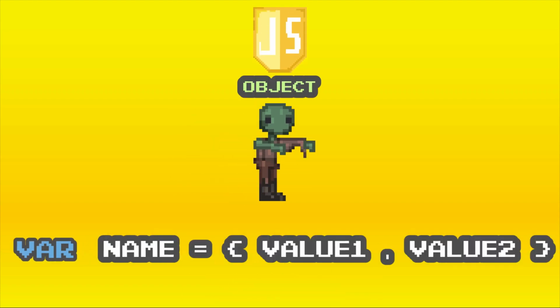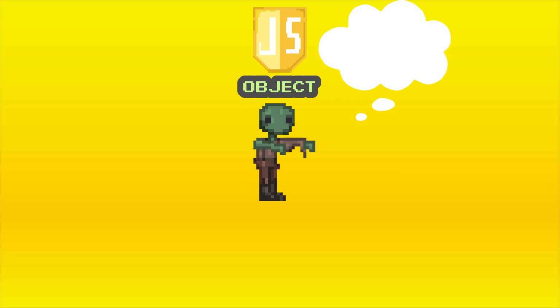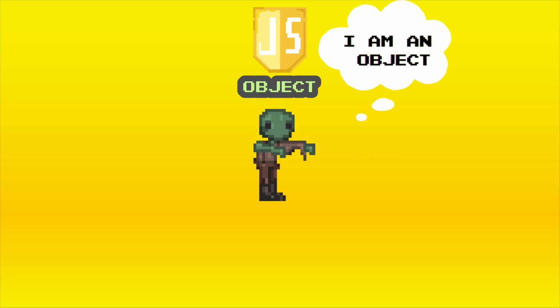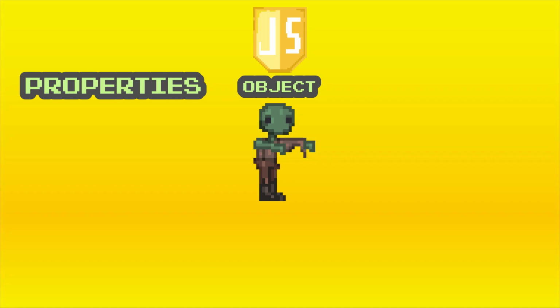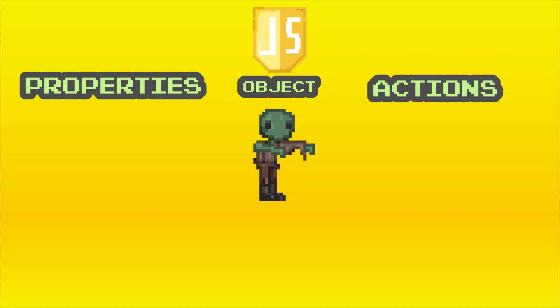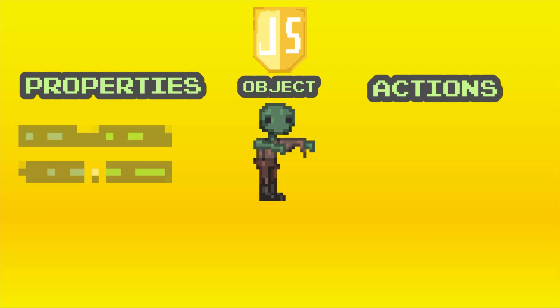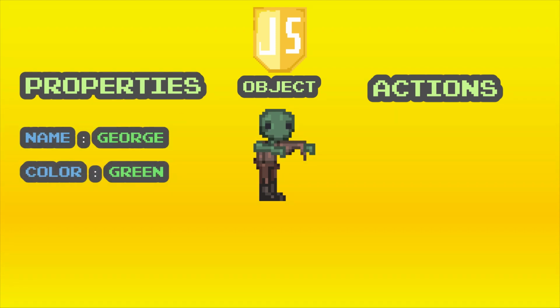In JavaScript objects can be variables too. But objects can contain more values. An object describes what it is and what it can do. The properties tell us what they are. For example, the zombie's name, or color.